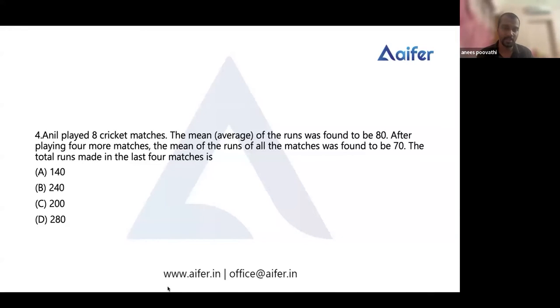It's 8 cricket matches and the mean average is given, so you can find the total runs after 8 matches. Then it's given that after playing 4 more matches the average is 70, so again you can find the total runs after 12 matches. Finally, by comparing the two values, you can find the total runs made in the last 4 matches.